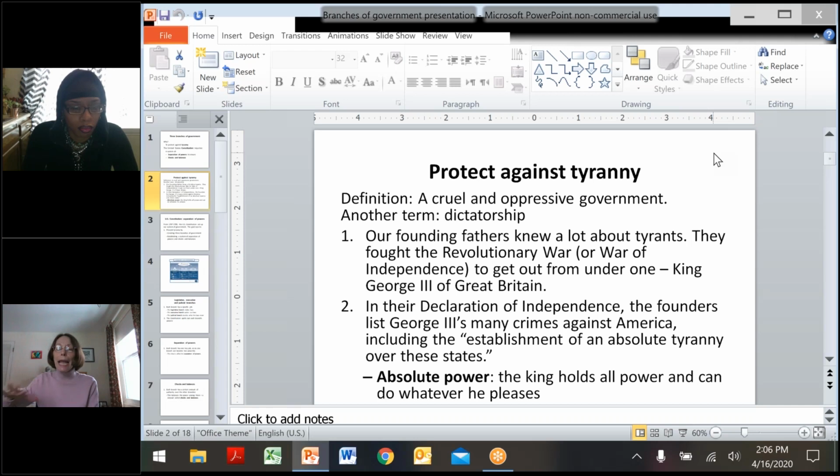They wanted to get out from under a dictatorship, which at the time was Great Britain, which was ruled by King George III. In their Declaration of Independence, where they were declaring that they wanted to be free from this tyranny, the founding fathers listed the king's many crimes against America, which they felt was an absolute tyranny over the United States, and because they wanted to create a democracy.